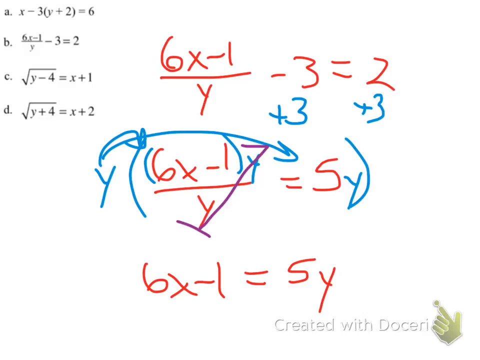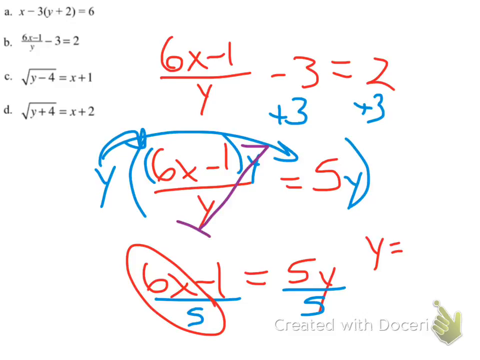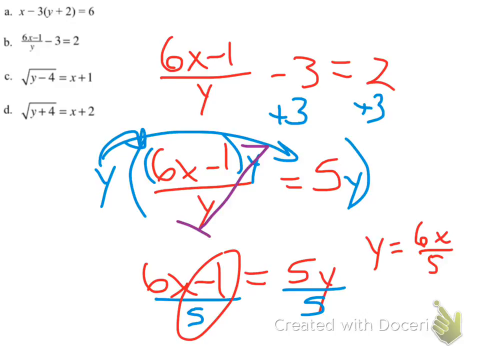Now to get y by itself, I'm going to divide by 5. So I have y equals 6x divided by 5 minus 1 over 5. And now I have solved for y.